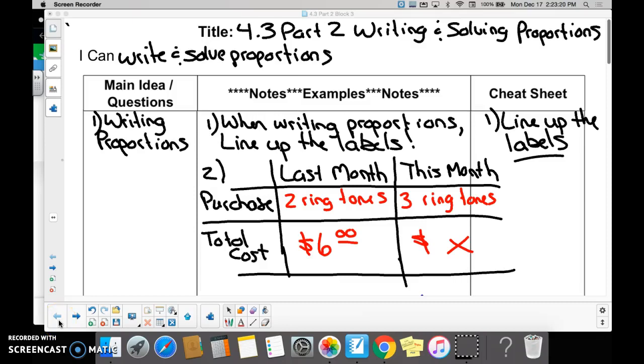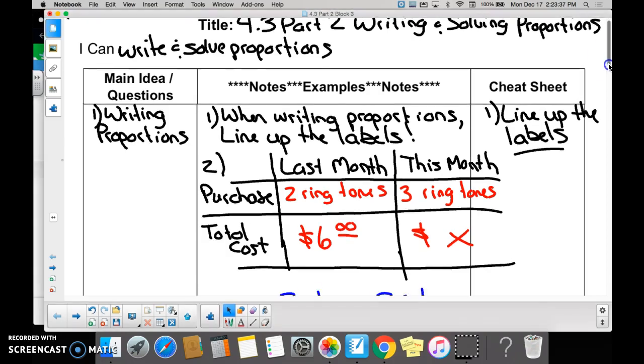Part 2, writing the following proportions. I can write and solve the question. Thank you, Sam. Is it something you can do? Can you write and solve proportions? Yes. The writing of proportions, I think, is the hard part.